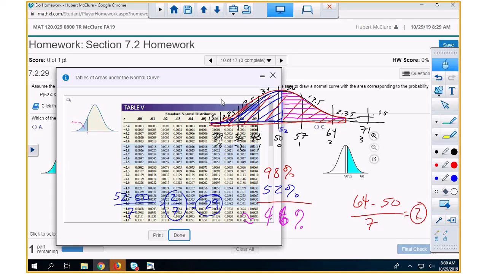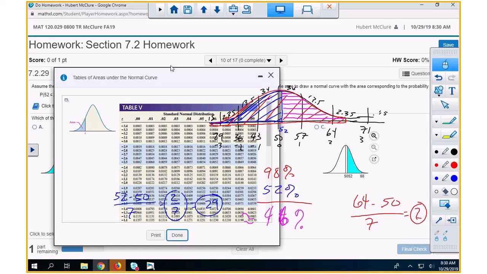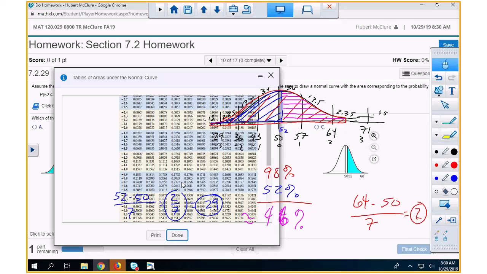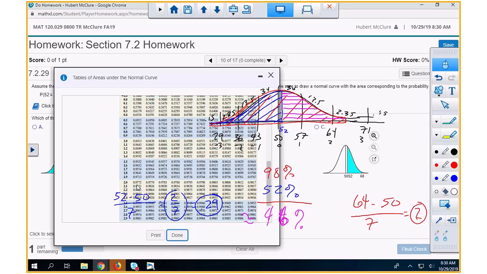All right, there is the table, and I'm just pulling it up. I can't make it larger or anything, so you're just going to have to squint your eyes. I'm looking for 2, and 2 is 0.9772. So let's write down 0.9772, and then we're going to subtract.